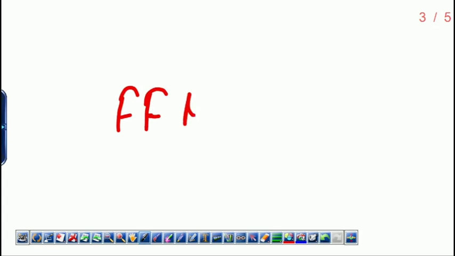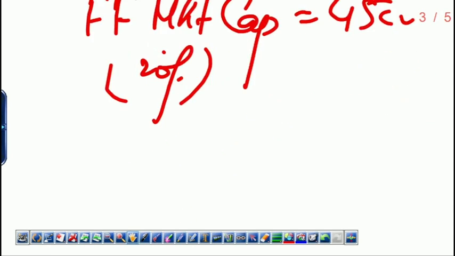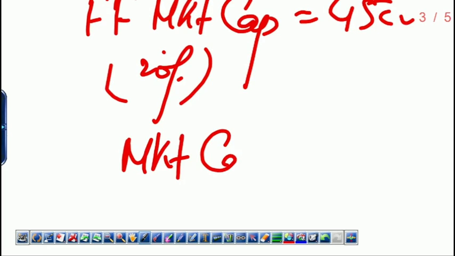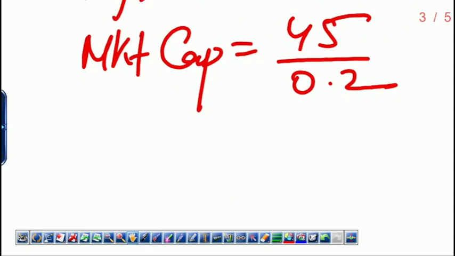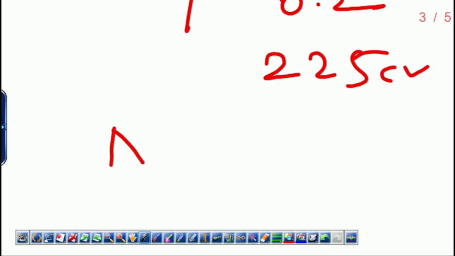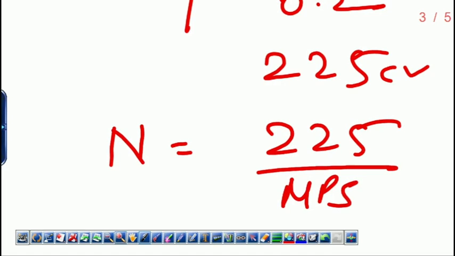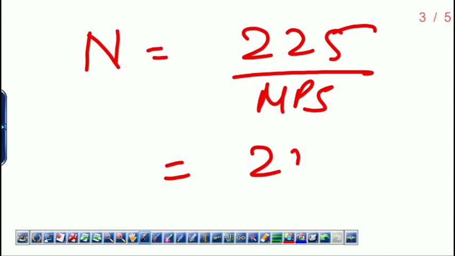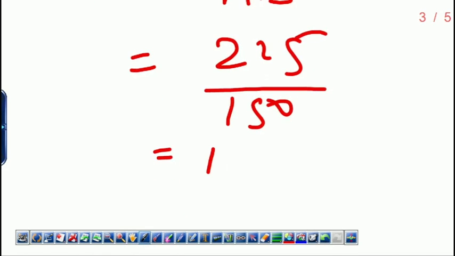Free float market cap is 45 crore. This represents 20%. Therefore, market cap is 45 by 0.2, which is 225 crore. In case I were to do whole, number of shares will be 225 divided by market price per share. Market price per share I think was 150. So number of shares comes to 1.5 crore shares.